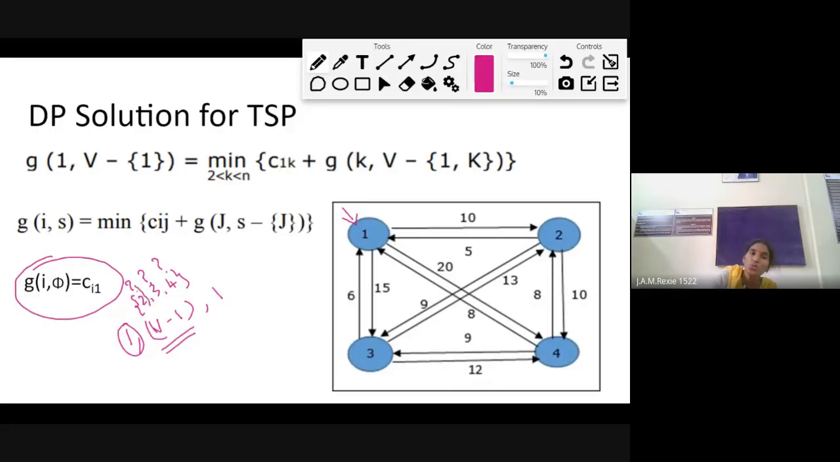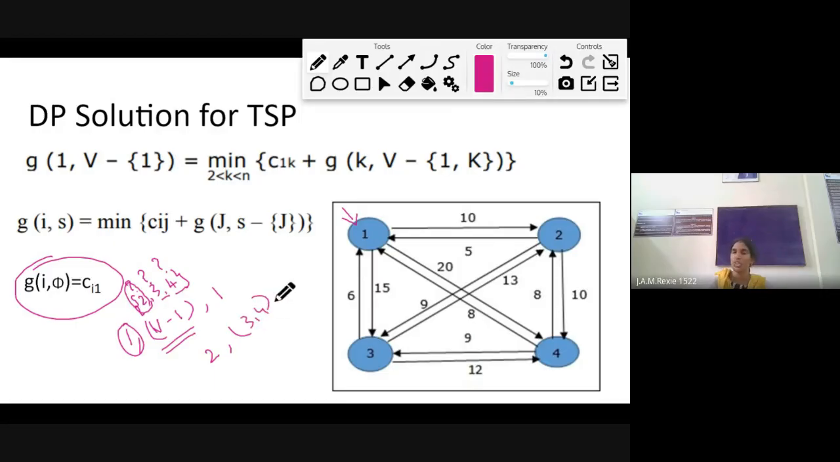If I choose 2, will the cost be less? If I choose 3, will the cost be less? If I choose 4, will the cost be less? Those combinations I have to make. So if I choose 2 immediately, then going through 3 and 4, what will be the cost?